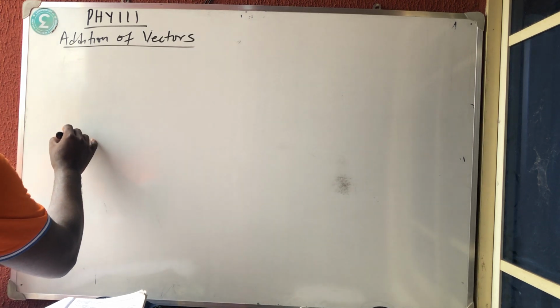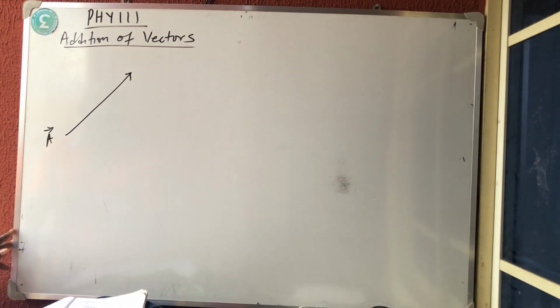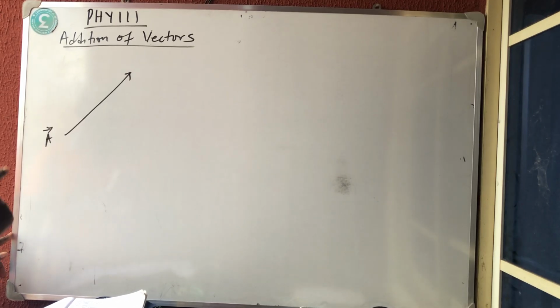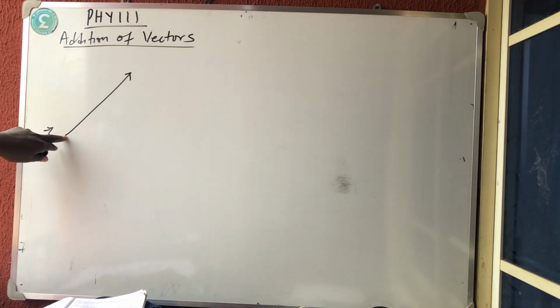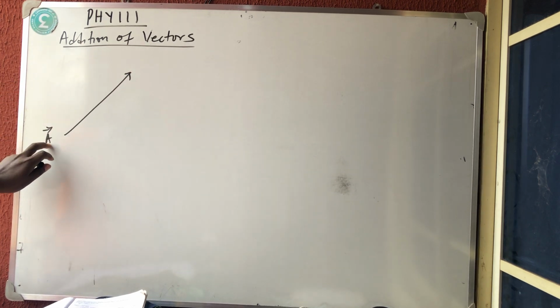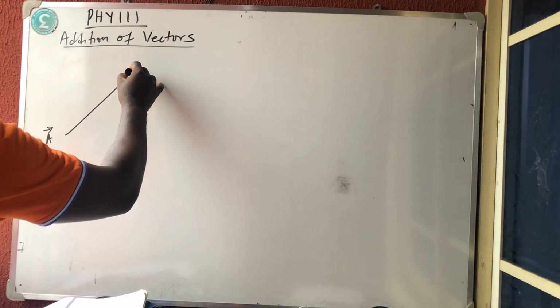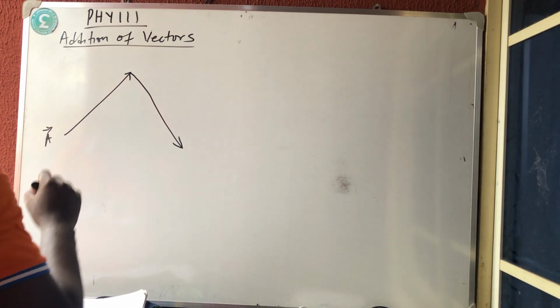If I have a vector like this, A, this is vector A. Now, if you want to add this vector A with another vector B, here is the tail of this vector, and where the arrow is, is the head of the vector. To add another vector to this, you start the tail of the second vector from the head here. So this plus this is how to add it.